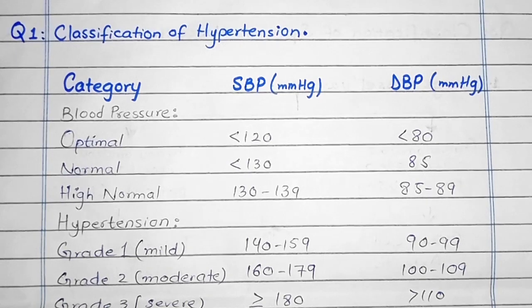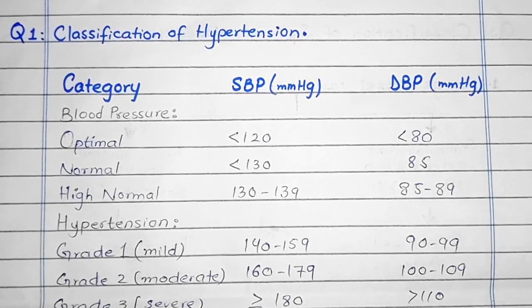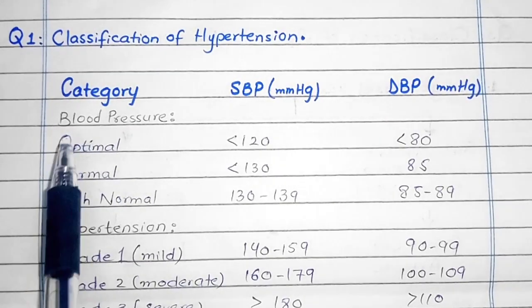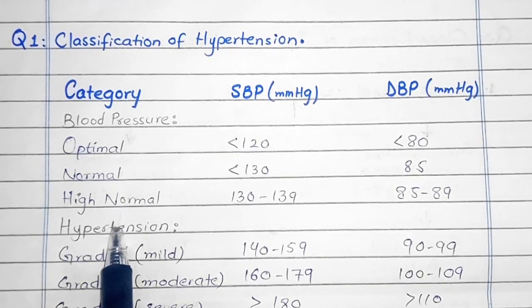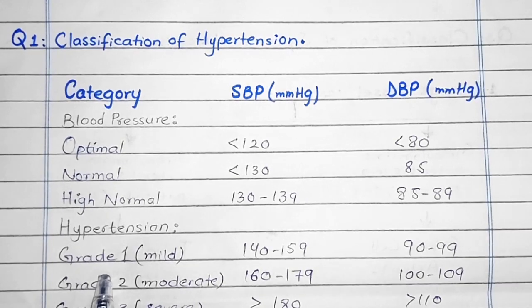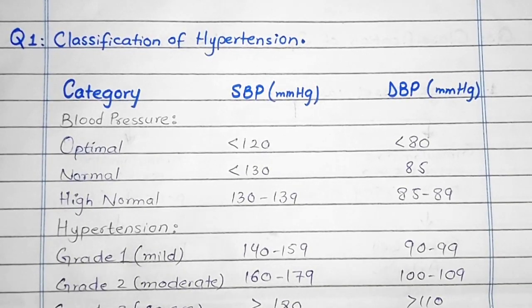In this video, we are going to discuss the classification of hypertension. Here you can see in this column, this is about the category. So here we will discuss blood pressure, that is optimal, normal and high normal, and then when is the hypertension, and we will also discuss the different grades of hypertension. Then we will also discuss isolated systolic hypertension.